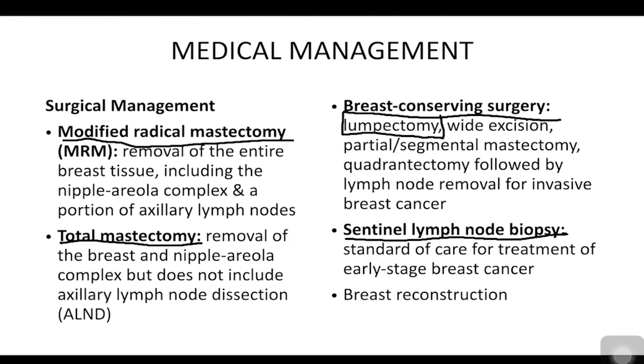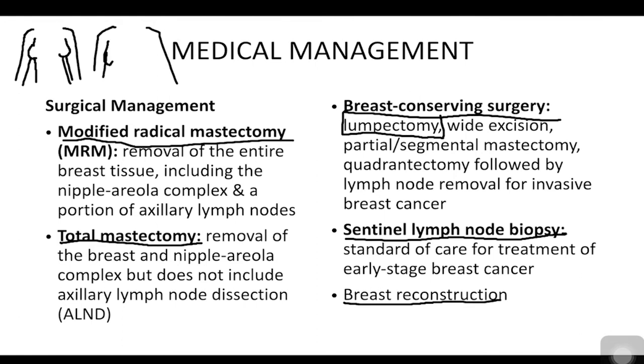So, let's just focus on the two, the modified radical and the total mastectomy. Okay. Where can I draw? Okay, I'll just draw here in the side. Okay, for example, madali. Sorry. Here we have two types of ano. Okay. So for number one, number two. Okay, when we say modified, what's the difference between the modified radical mastectomy and total mastectomy?